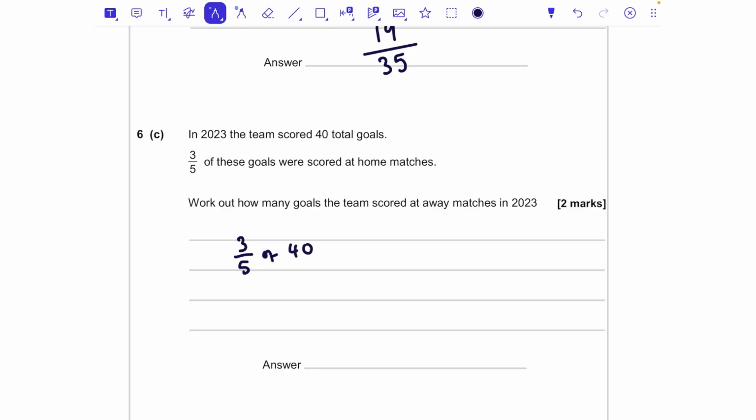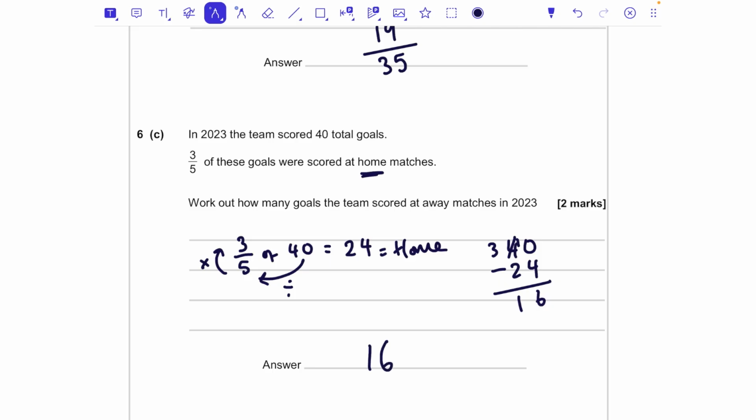So to do 3/5 of a number, we're going to divide by the bottom and then multiply by the top. 40 divided by 5 is 8. Multiply that by 3. 8 times 3 is 24. So that is how many were home. Now, if I want to know how many were away, I'm going to take that away from 40. So 40, take away 24 is going to be 16 matches that were away.